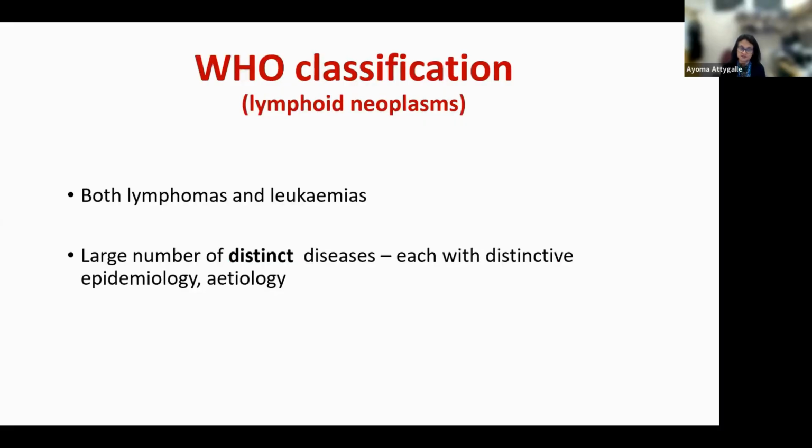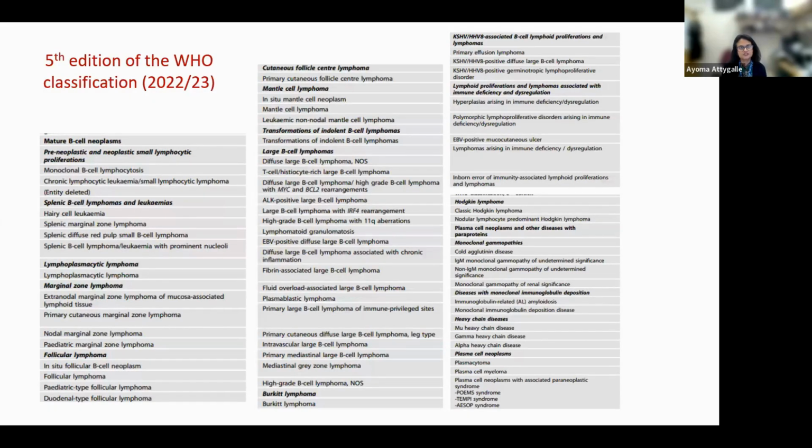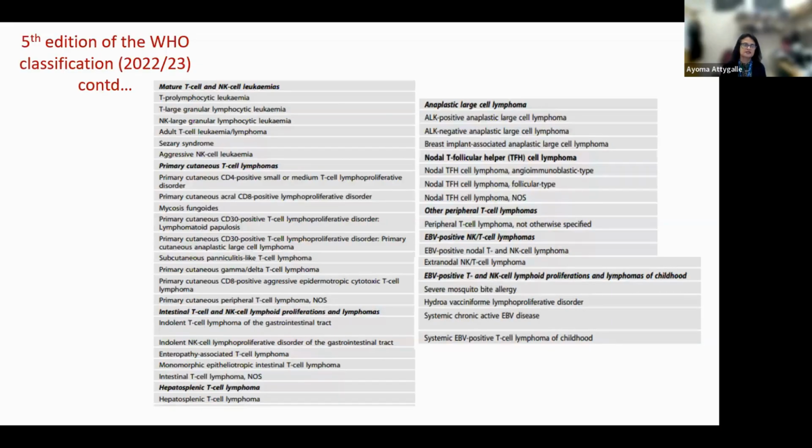It includes both lymphomas and leukemias, and it consists of a large number of distinct diseases, each with distinctive epidemiology and etiology. So this is the 5th edition of the WHO classification, which started out in 2022 to 2023, but we hope to have a blue book in the next few months. And this is the list of mature B-cell neoplasms in the 5th edition of the WHO. And you can see this is a long list of entities. And this is a slightly shorter list of mature T-cell and NK cell neoplasms in this classification.